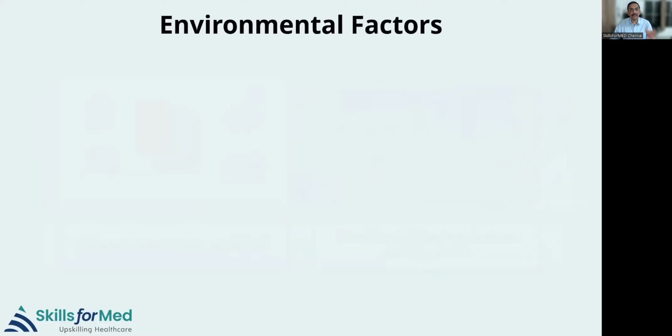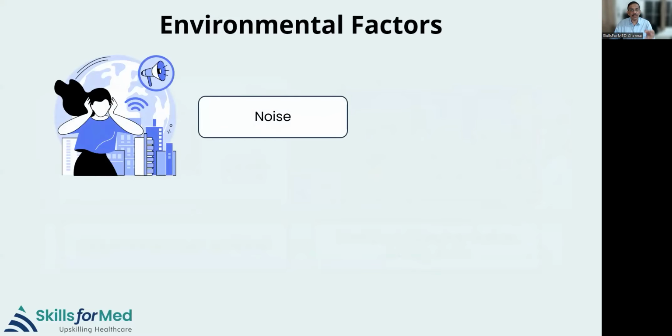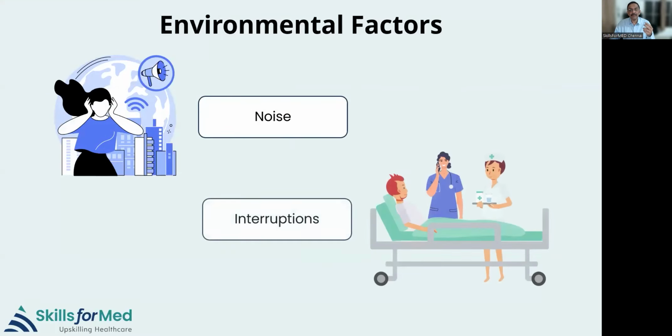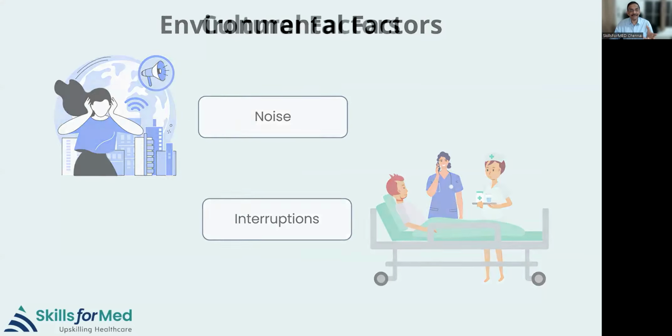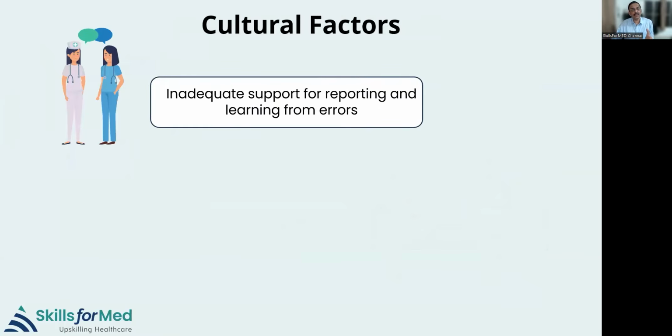Now let's get into the environmental factors. One is noise and distractions, and interruptions which can happen in the environment, and we should guard ourselves against this to reduce errors. And finally, very important are the cultural factors. How much support are we giving for reporting these errors? Only if they get reported can we learn from these mistakes. So yes, we all say to err is human, but are we bringing these mistakes up into the open and learning from them?